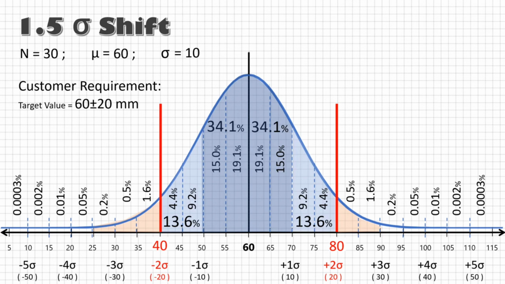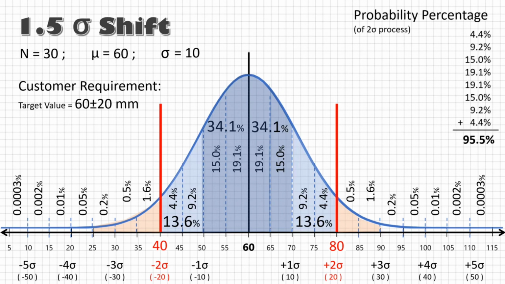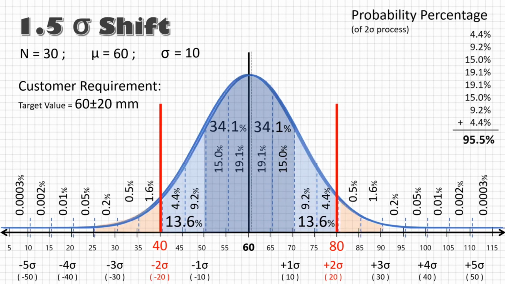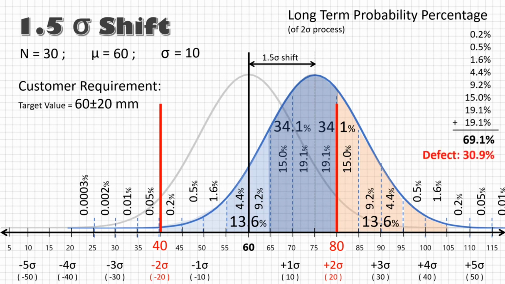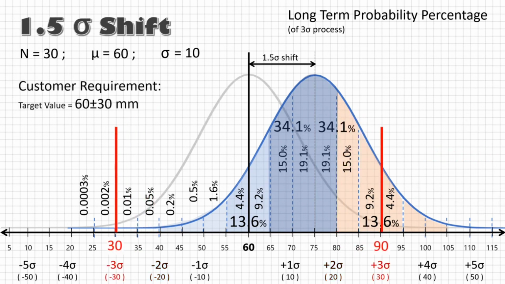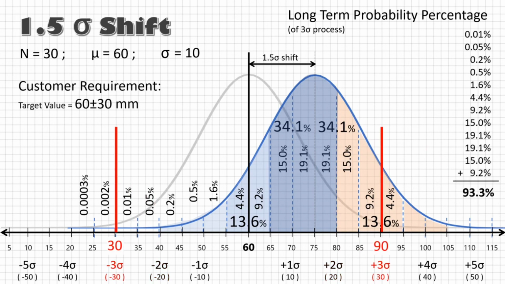That means in this 2 sigma process where the probability percentage is 95.5%, I have to move the process location by 1.5 sigma to make an adjustment for the common cause variation, and by doing so the probability percentage between 40 to 80 drops to 69% and the defect ratio will be 31%. That is huge. Even for a 3 sigma process, the OK ratio will be 93.3% and the defect ratio will still be 6.7%.